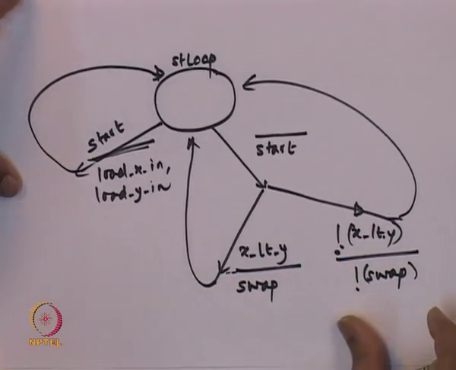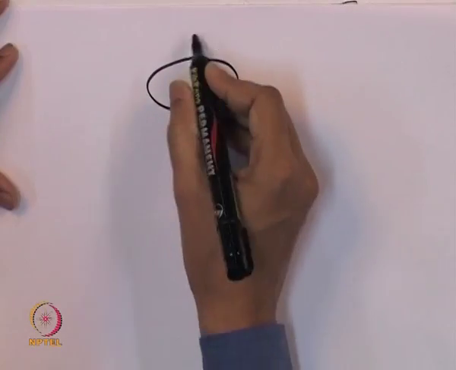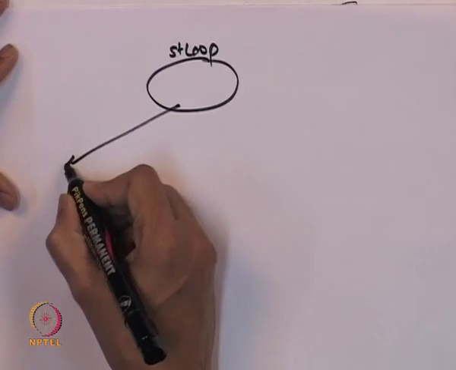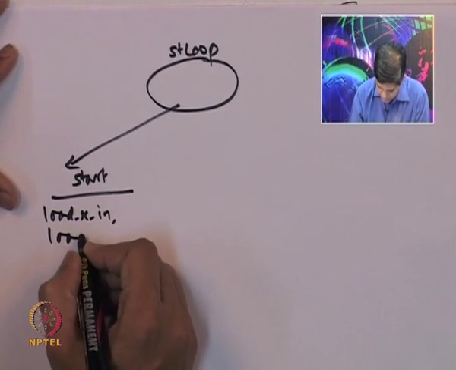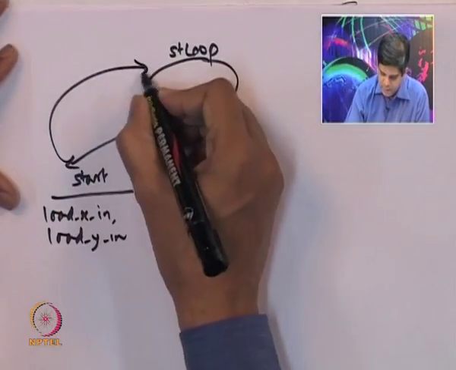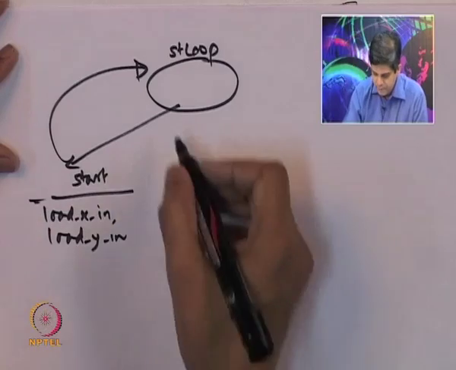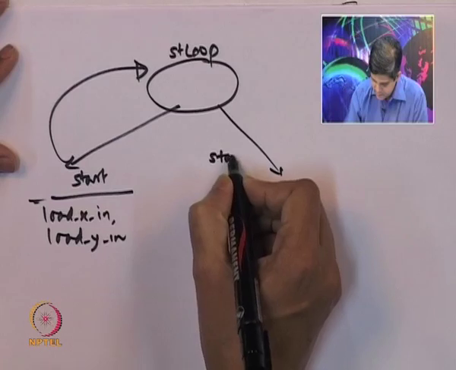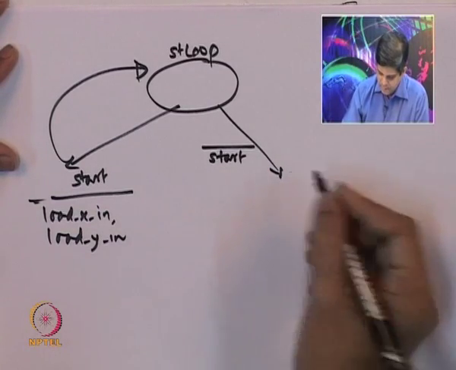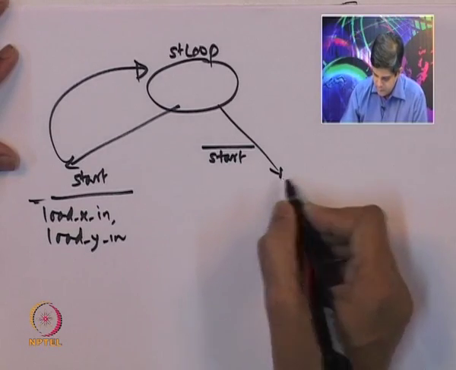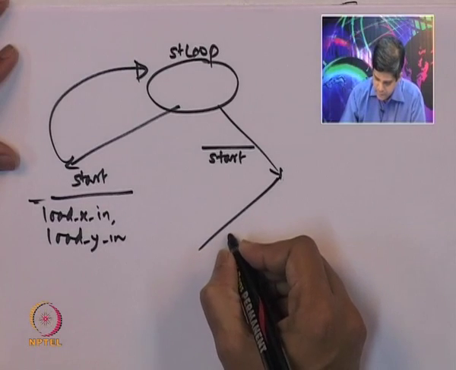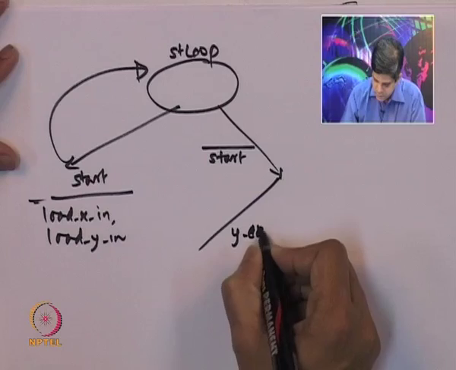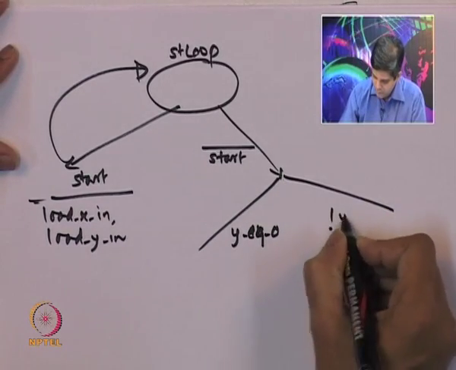Okay. I think I missed something. Let us look at it again. In this state loop, if start is asserted, then x input and y input are to be loaded into the x and y registers at the end of this clock cycle. On the other hand, if start is not asserted, then we are in the computational loop. Now we look at whether the computation has finished or not. That would depend on whether y is already equal to 0 or not.